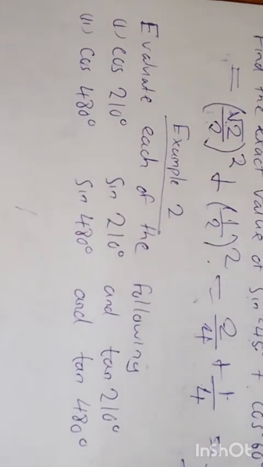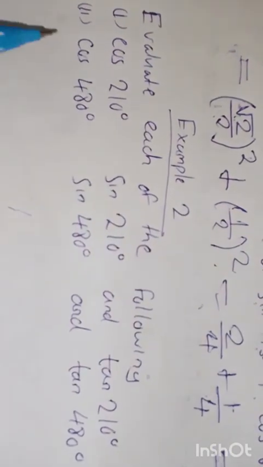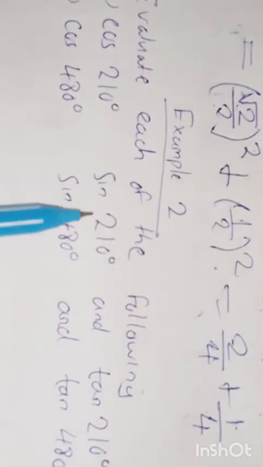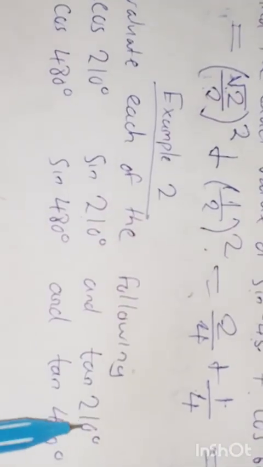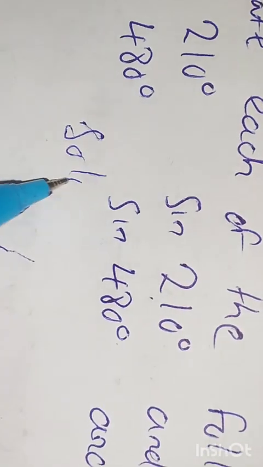Then we have example 2. Example 2 says evaluate each of the following. We have cos 210 degrees, sine 210 degrees, and tan 210 degrees as our first question. So let's go to the solutions for our first question. Let's start with cos.